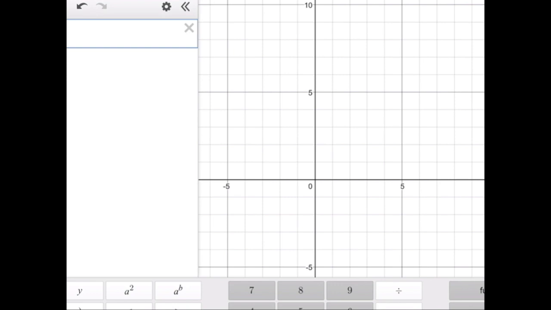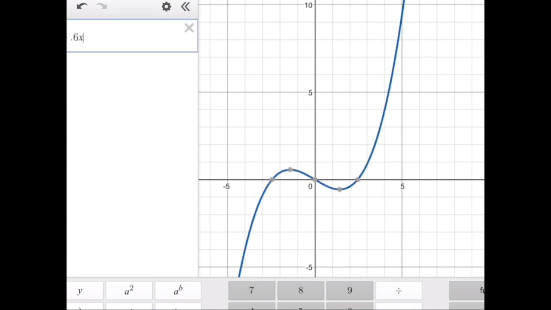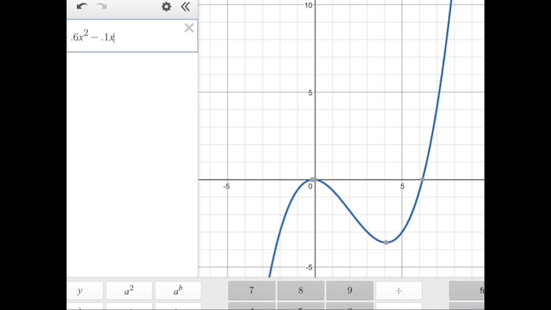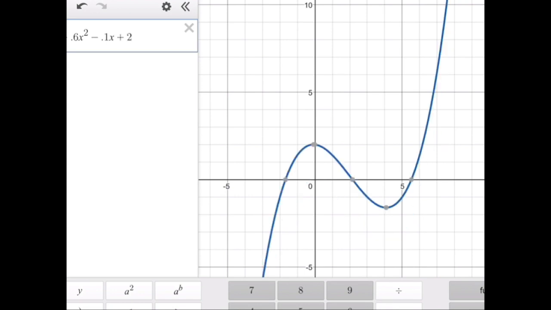So I have negative 0.1x cubed minus 0.6x squared minus 0.1x plus 2. Here we have 3 zeros.